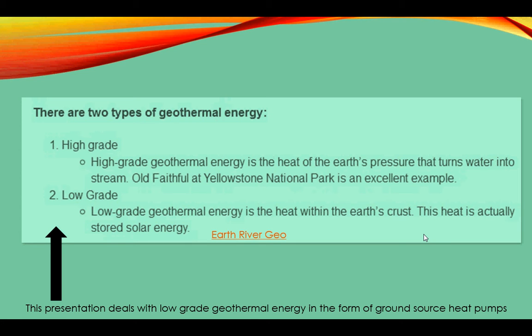A major advantage of a ground source heat pump is that it concentrates natural heat rather than using combustion, resulting in less carbon dioxide being released to the atmosphere. We'll discuss this more later.